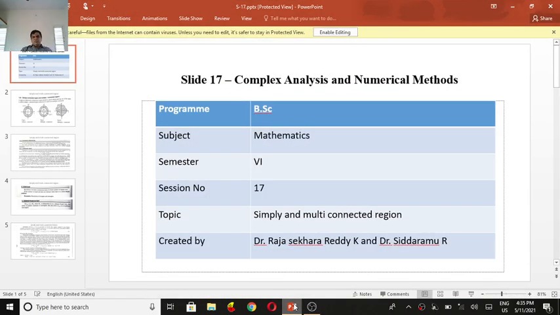Now we come to session 17. We know the previous session's methods of integration in complex integrations: first, the method of path integration, region of integration, line integrations, etc. In this session, I give the basic definitions. What is a region? Simply connected region, multi-connected region, or like that.